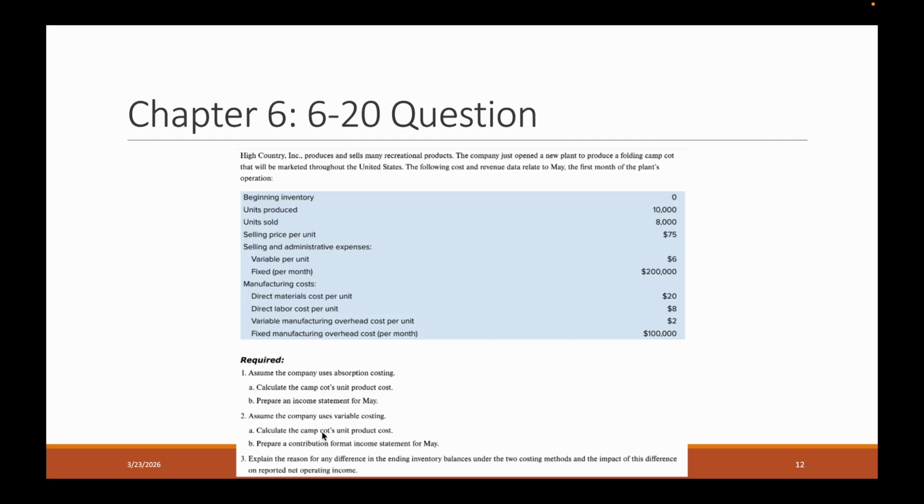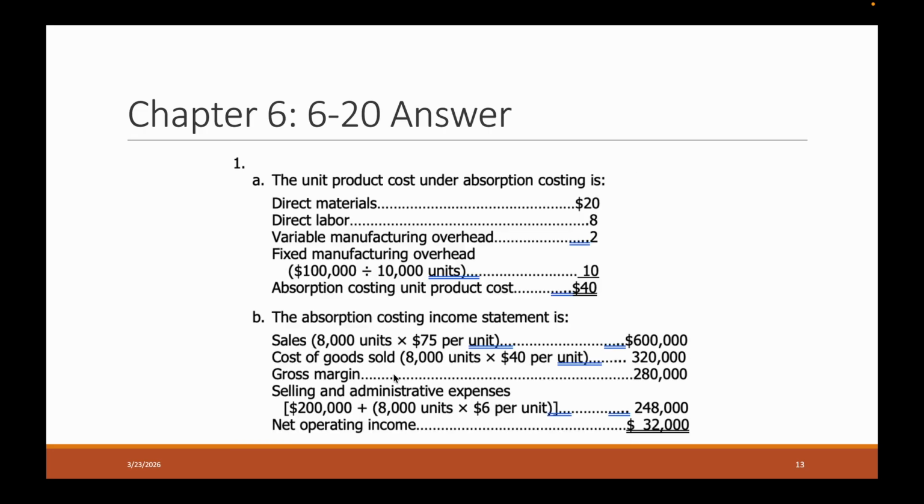For question 2, we're going to be using variable costing, again calculating the unit product cost, and then preparing the income statement for May using variable costing. And then finally, for question 3, we're going to explain the reason for the difference in the ending inventory balances under these two costing methods and the impact of this difference on the reported net operating income. So we're going to start with question 1, looking at absorption costing.